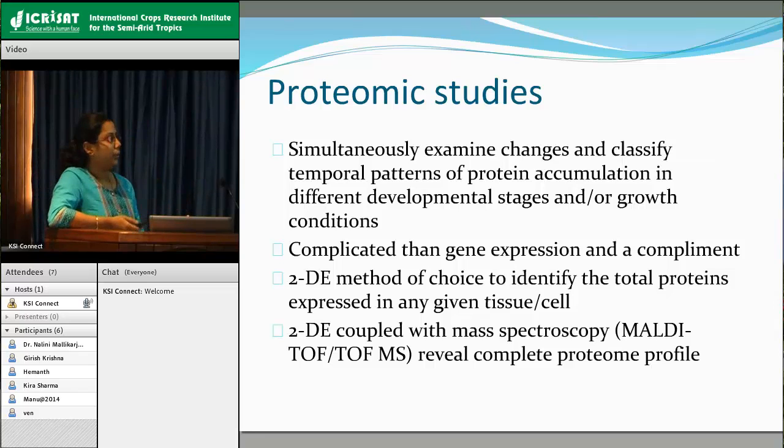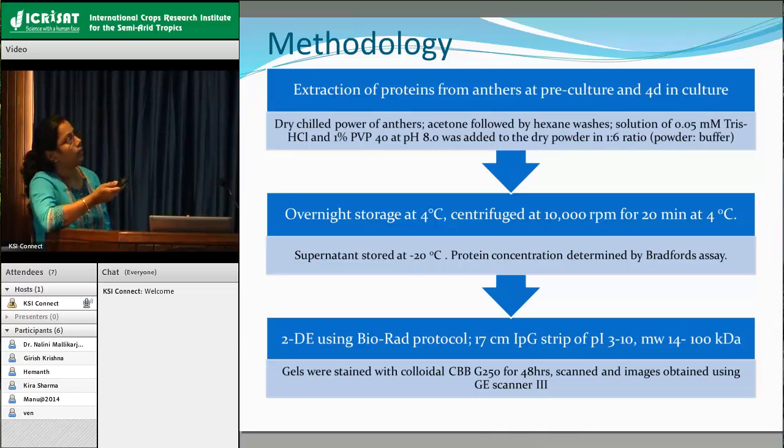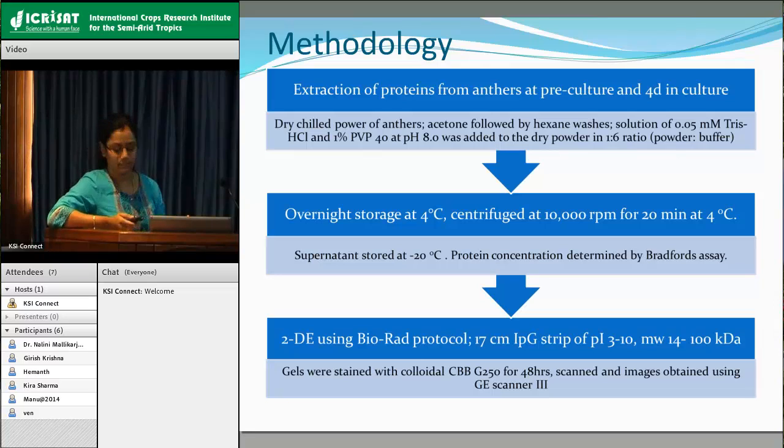So I have gone for two-dimensional electrophoresis, and this is a brief protocol of the extraction. It's a dry, cold extraction: grinding of anthers and subjecting it to acetone and hexane washes. I've used 0.05 molar Tris-HCl and PVP as the dissolvent for proteins. These proteins were subjected to Bradford assay to check the protein concentration. Two-dimensional electrophoresis was done using the Biorad protocol. The isoelectric points we have selected are 3 to 10 and the molecular weight of around 14 to 100 kilodaltons.